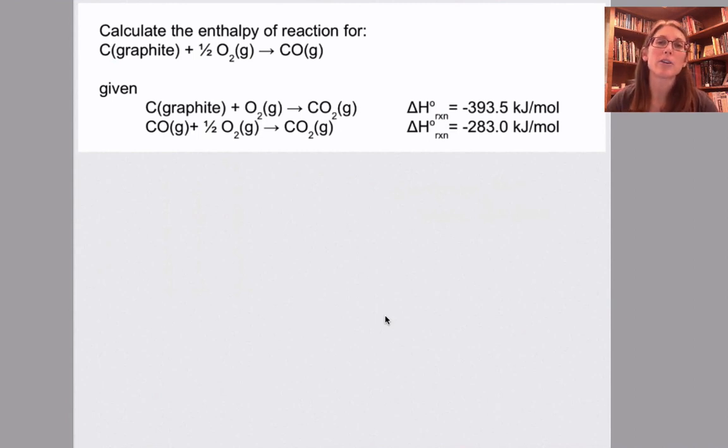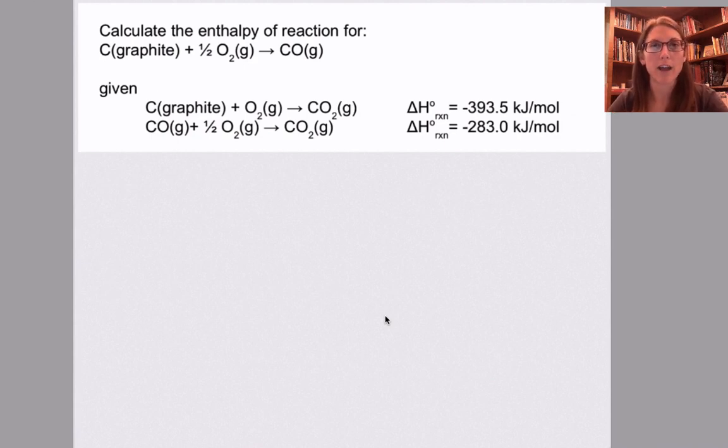So if I want to calculate the enthalpy of a reaction for graphite reacting with 1/2 mole of oxygen to form carbon monoxide, I can't do this directly. It turns out when you try to run this reaction, you get a mixture of carbon monoxide and carbon dioxide forms, so you have no way to actually measure it. Instead, we're going to have to predict it from 2 things we can measure.